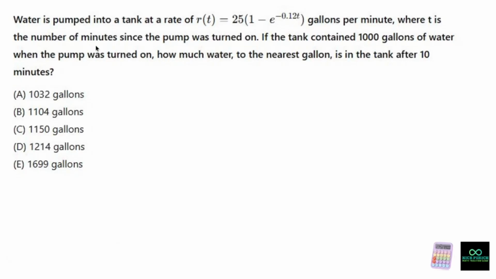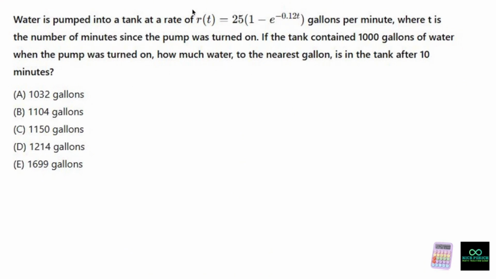Water is pumped into a tank at a rate of R(t) = 25(1 - e^(-0.12t)) gallons per minute. t is the number of minutes since the pump was turned on. If the tank contained 1,000 gallons of water when the pump was turned on, how much water, to the nearest gallon, is in the tank after 10 minutes?